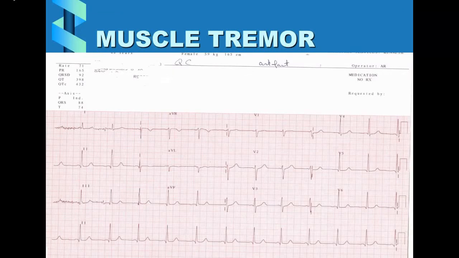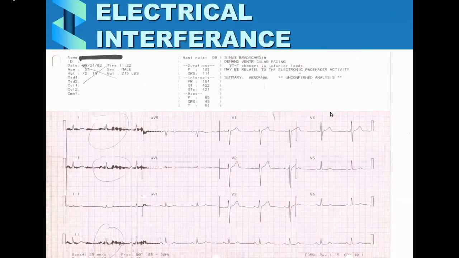So again, you can see artifacts in lead 1 and lead 3. Another example of electrical interference. So something might be happening around. Be confident enough to recognize these patterns or just remember these patterns. This is electrical interference that can happen with electrical appliances and different things happening around, like muscle twitching, that can lead to these kinds of artifacts.